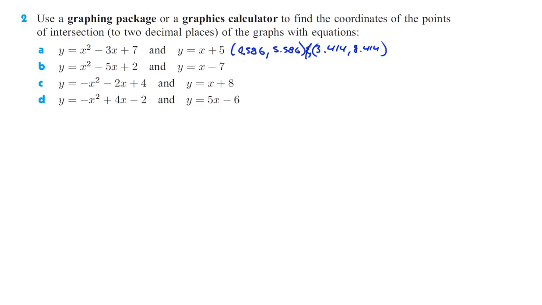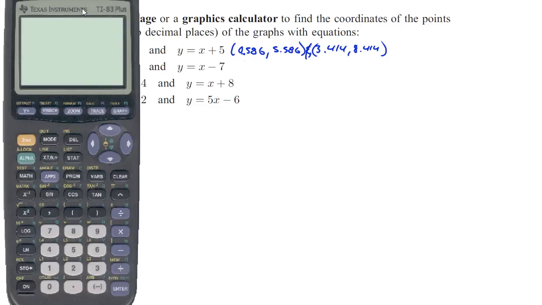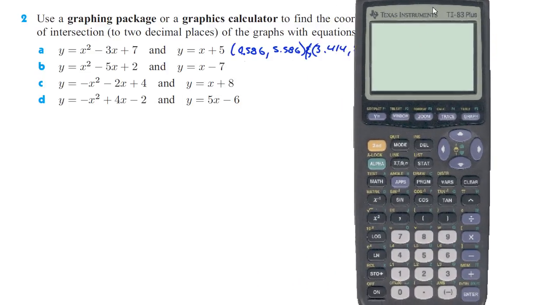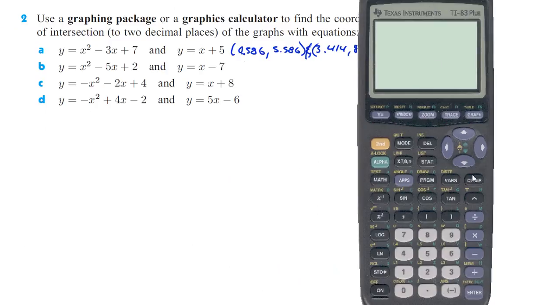Now part B, I'm going to show you on the graphing calculator so that you can use both of these. Honestly, Desmos is probably easier, but you'll have access to the graphing calculator a little bit better. So let's do both.